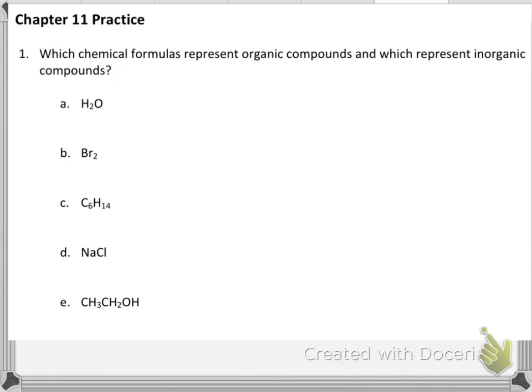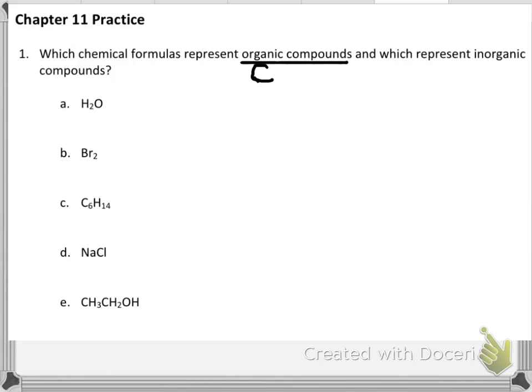This is the Chapter 11 practice for Chemistry 1032C, and Chapter 11 is an introduction to organic molecules and functional groups. Question 1 wants us to look at formulas of compounds and identify them as organic or inorganic. Organic compounds, you need to keep in mind, are going to have carbon as their main element. I kind of think of it as carbon-based. If there is no carbon, then we won't classify it as an organic compound.